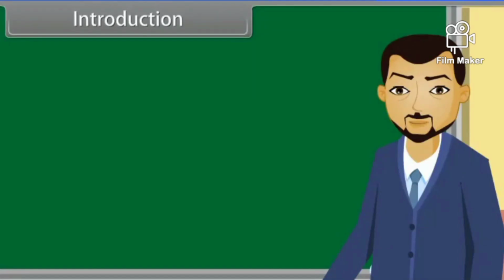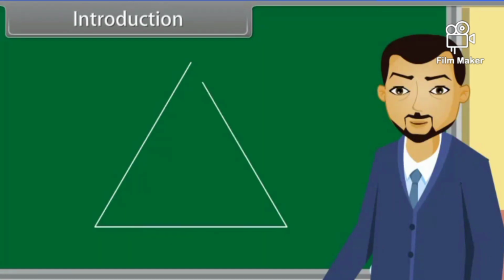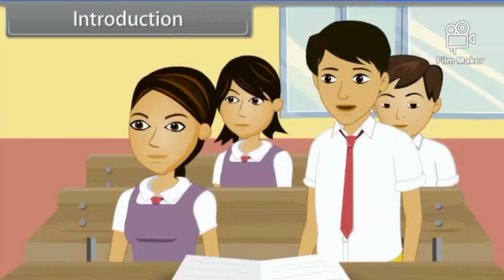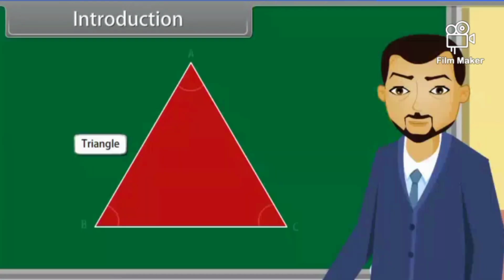Students, you must have studied about closed figures. Now, what do we call the figure which is formed by three intersecting lines? A triangle, sir. Yes, you're right, Rahul. A triangle. It has three sides, three angles, and three vertices. Today, I will tell you about the congruence of triangles and the properties of triangles.